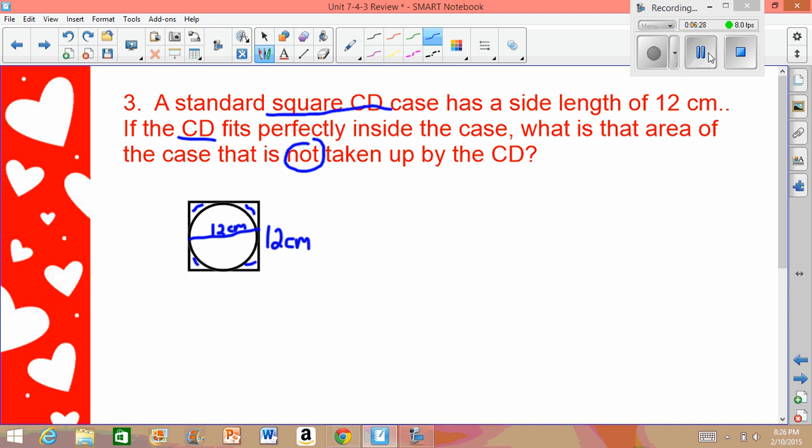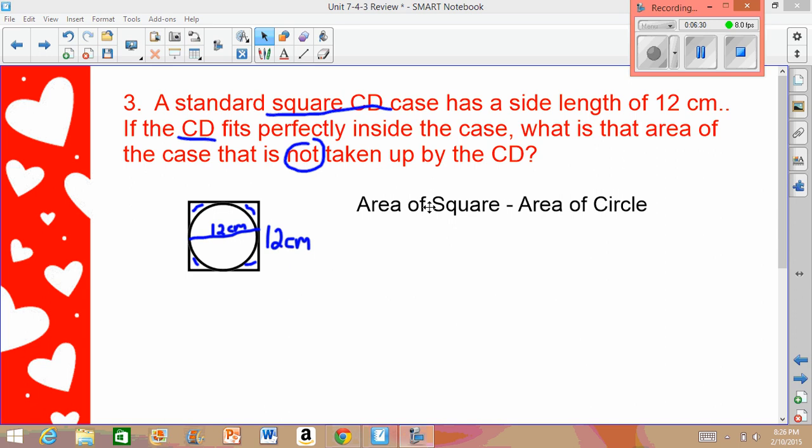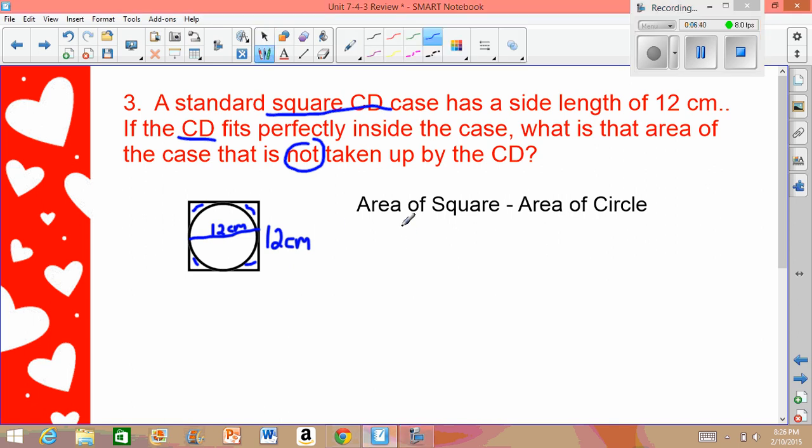So what we're going to do to solve our problem, we are going to take the area of our square and we are going to subtract the area of our circle. So we know that the area of the square is base times height because we can multiply those two pieces of information. It's a rectangle, so we'll use the rectangle formula. We know the area of our circle, and remember, you don't have to memorize these formulas. They are on your formula chart.